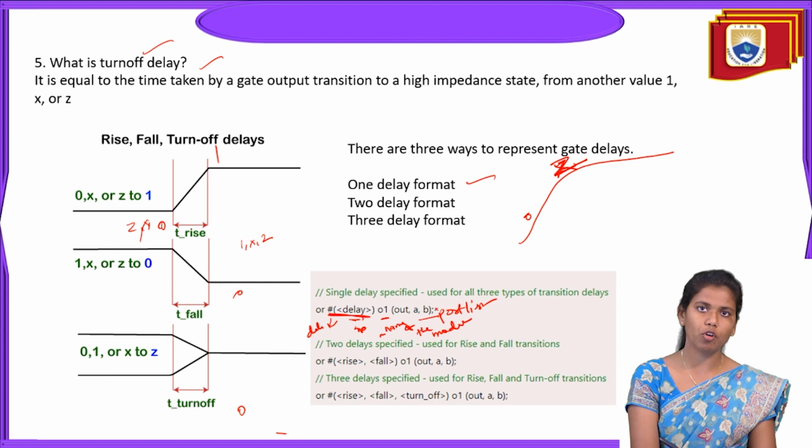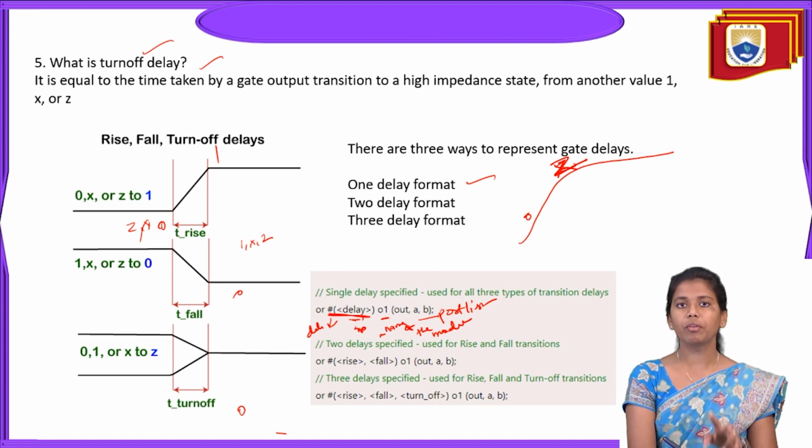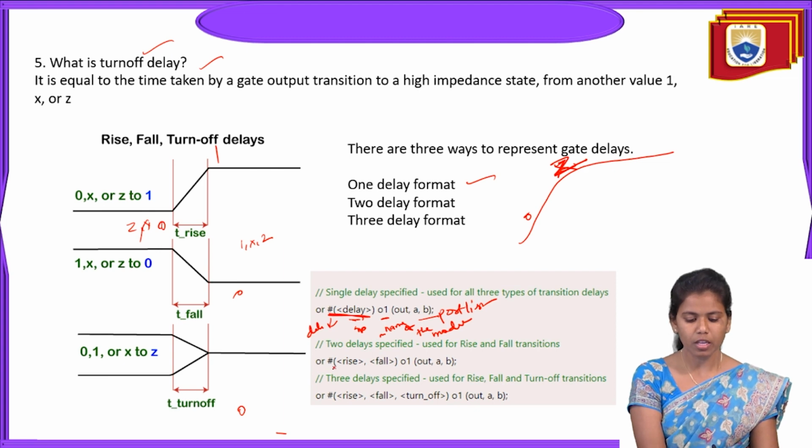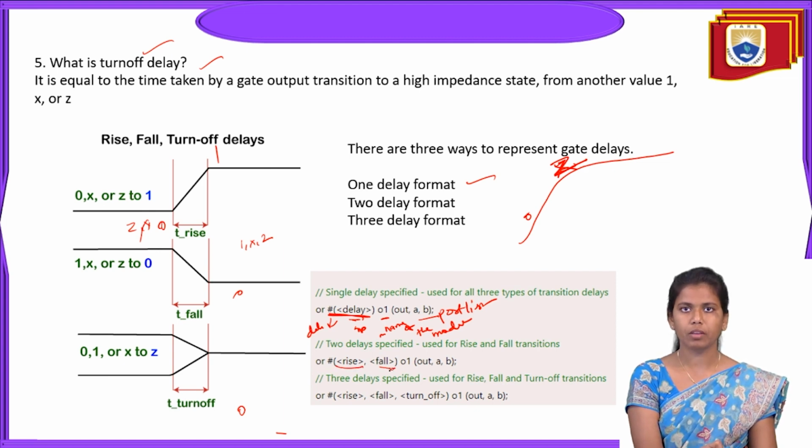And coming to the two delay format, in this format we will be representing two delays: one is rise and the other is fall time. If you observe here, this is the rise and fall time, so this is 1 and this is 2. So it is nothing but the two delay format. Specifying the two delay format goes like this.